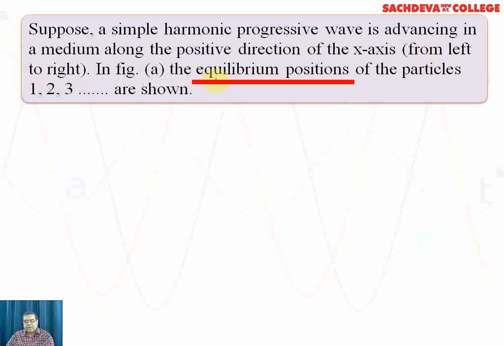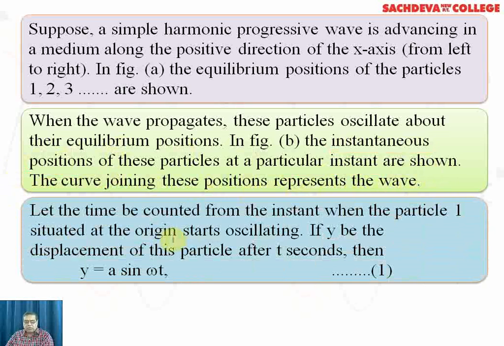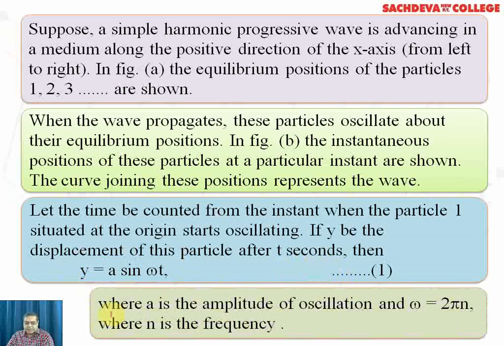Now in figure A, the equilibrium positions of the particles, or the mean positions, are indicated by 1, 2 and 3 as shown. When the wave propagates, these particles oscillate about their mean positions, as in figure B. The instantaneous positions of these particles at a particular instant are shown. The curve joining these positions represents the wave. Let the time be counted from the instant when particle 1, situated at the origin, starts oscillating. If y is the displacement, then after t seconds the equation will be y is equal to a sine omega t. Omega t is the phase angle, a is the displacement amplitude, and y is the displacement. I have already explained that a is the amplitude, omega is 2 pi n, and n is the frequency.